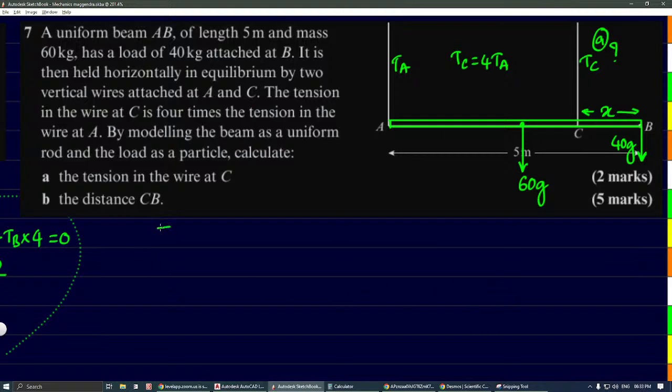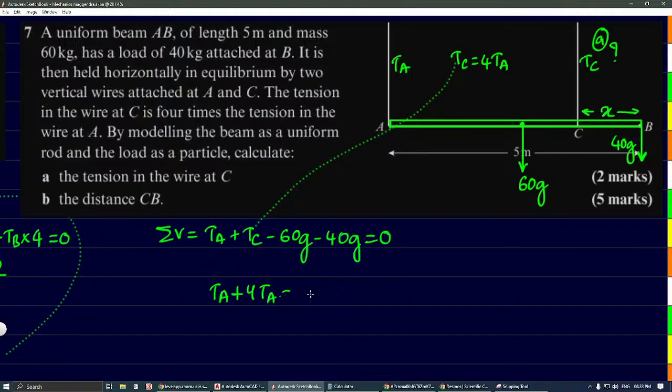Ready? So first we need to take the sum of vertical forces. TA is acting upwards. TC is acting upwards. 60 G is downwards. 40 G is downwards. Total should be 0. Now substitute the relation for TC. So TA plus 4TA, and if we send the weights to the other side, it becomes 100G. So 5TA equals 100G.